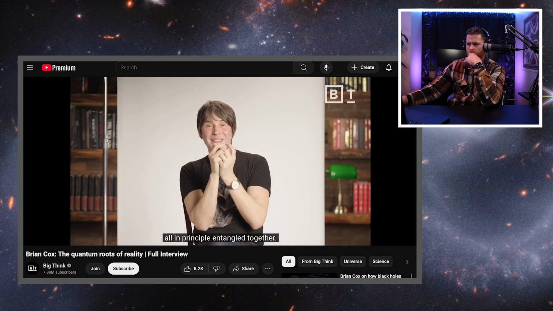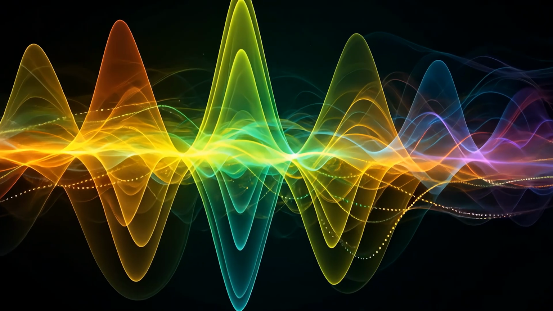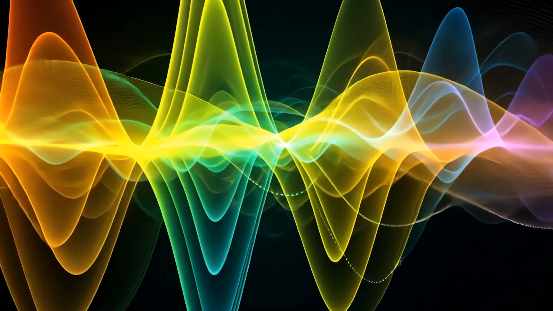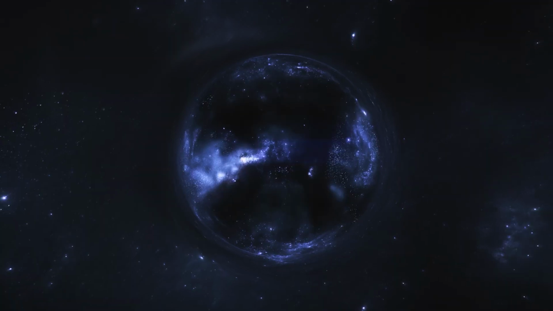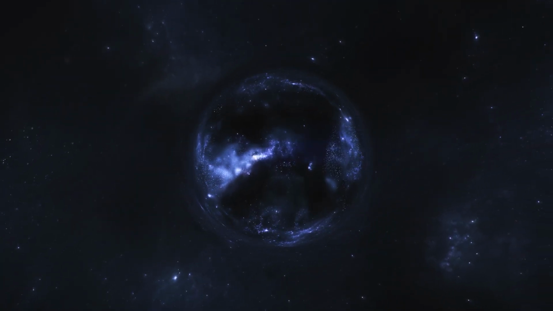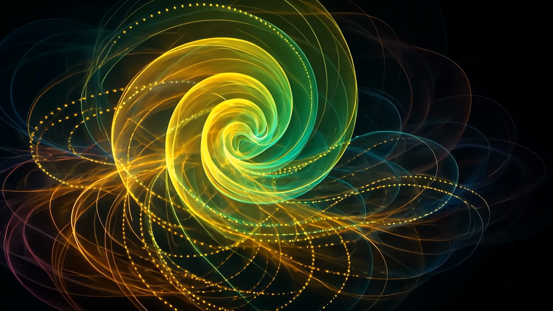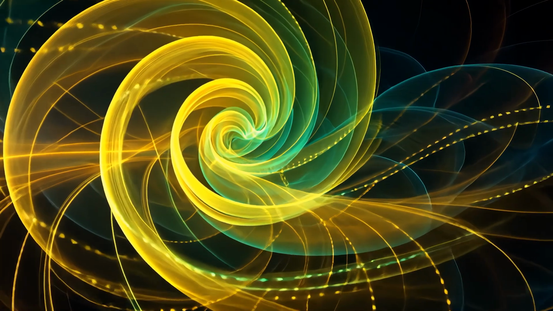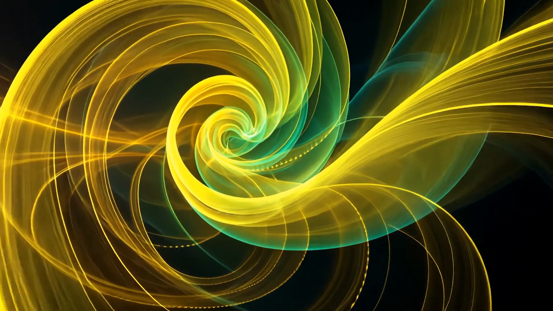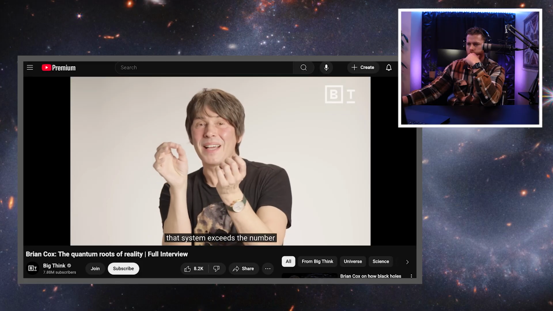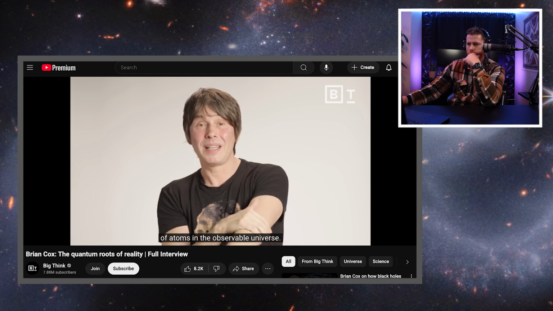in principle entangled together. The number of possible descriptions of that system, you have numbers that describe it. If there are 100, it's 2 to the power 100 different configurations and any mixture of those things that are states of the system. So pretty soon, 2 to the power 100 for 100 qubits. What's the number of atoms in the universe? If you had 2 to the 500, you'd far exceed it. With 500 qubits, the number of numbers you need to describe that system exceeds the number of atoms in the observable universe.